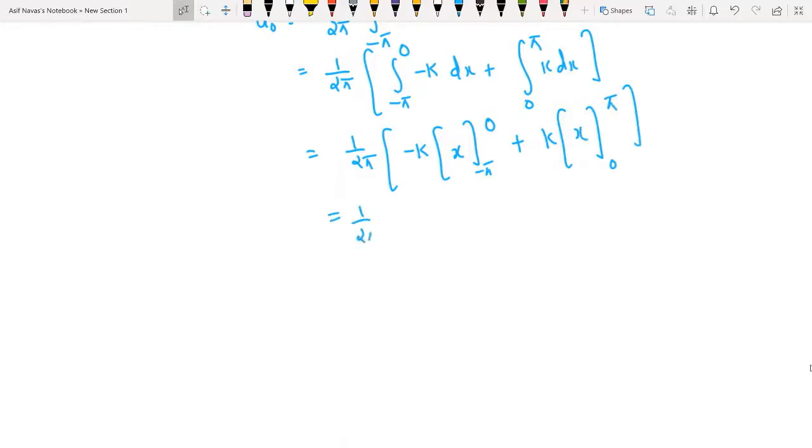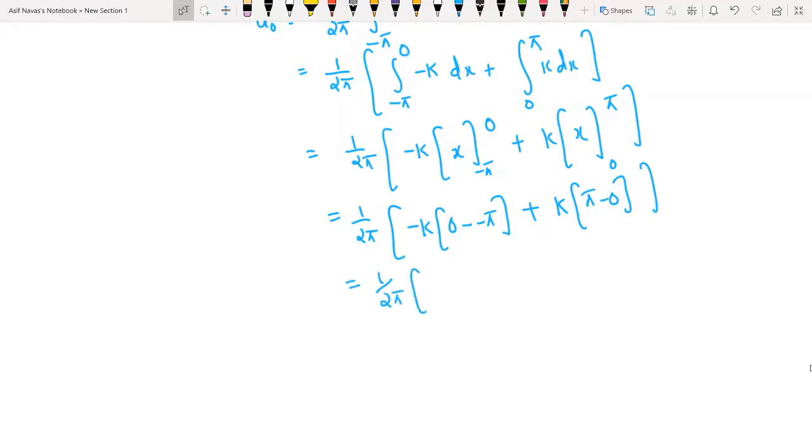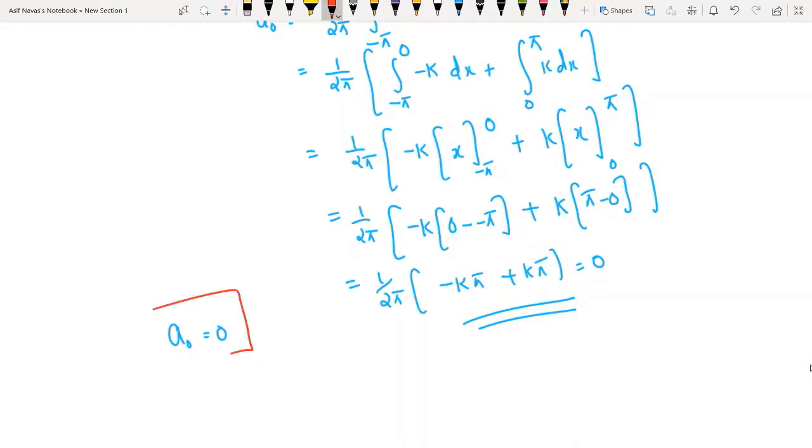So this is 1 by 2 pi, minus k into 0 minus minus pi, plus k into pi minus 0. So this is equal to 1 by 2 pi, minus k pi plus k pi. So this is equal to 0. Now, so a naught is equal to 0.